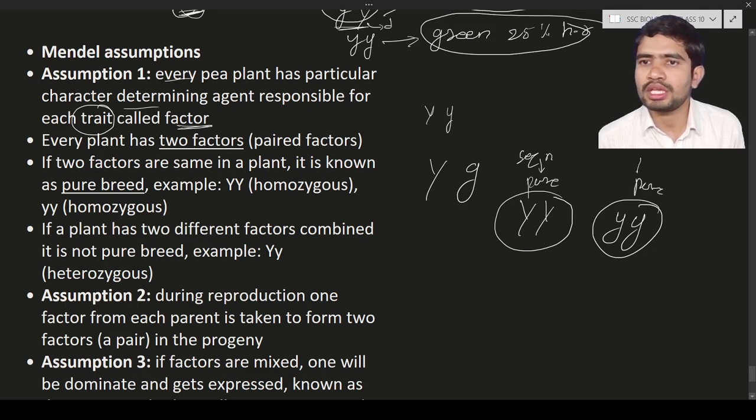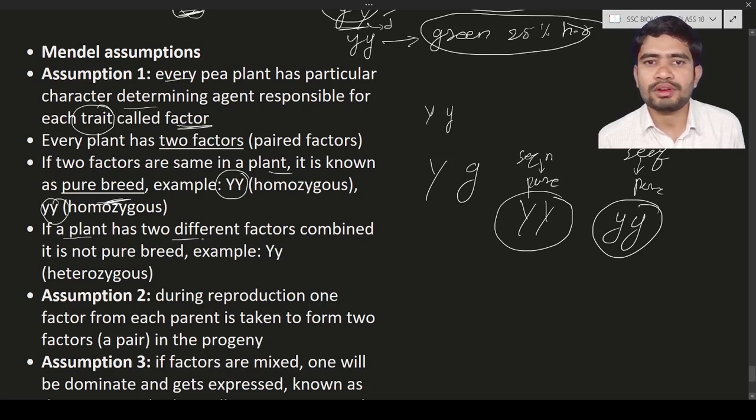How is the pure produced? Again, the same: from self-pollination. If the two factors in the plant are the same, it is known as a pure breed. For example, capital Y is homozygous, or small y is homozygous.